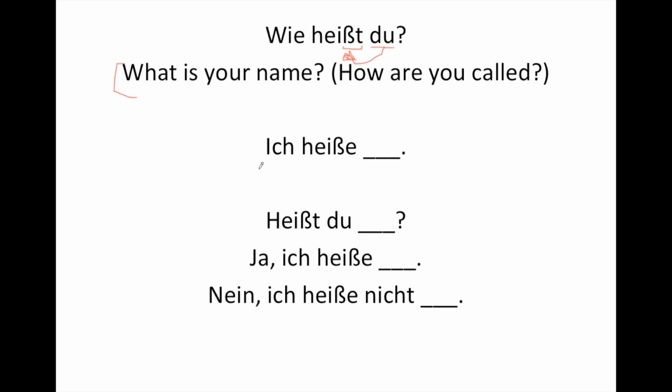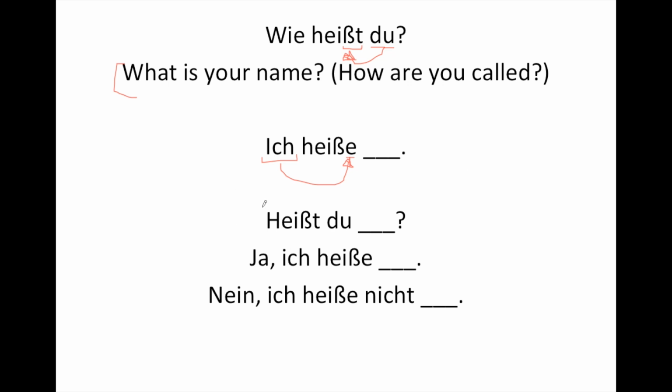And then whenever we're replying to this answer, we want to say I am called or my name is. Ich is our subject, and so ich is going to trigger the verb to end with an e this time. So wie heißt du? Ich heiße blank. So if someone were to ask me wie heißt du, I would say ich heiße Elliot.